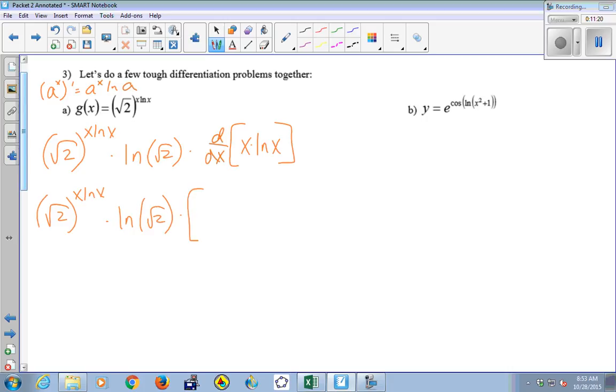Now I'm going to put a big parenthesis here because x ln x is a product, and the product rule is going to end up having two terms, and I want to make sure that all of this gets multiplied by the entire product rule. So my product rule is first times the derivative of the second plus the second times the derivative of the first, which is 1. So ln x plus 1. Yeah, so you can simplify this a little bit.